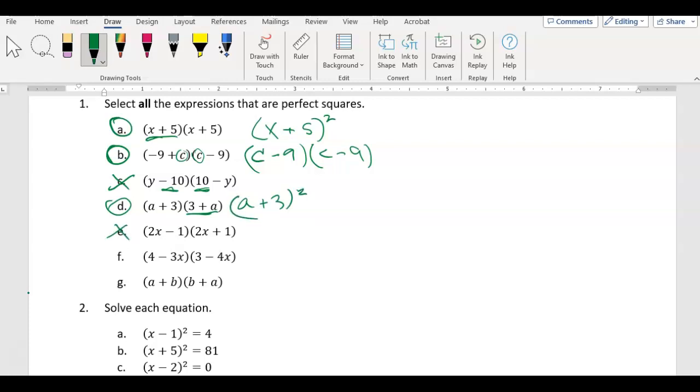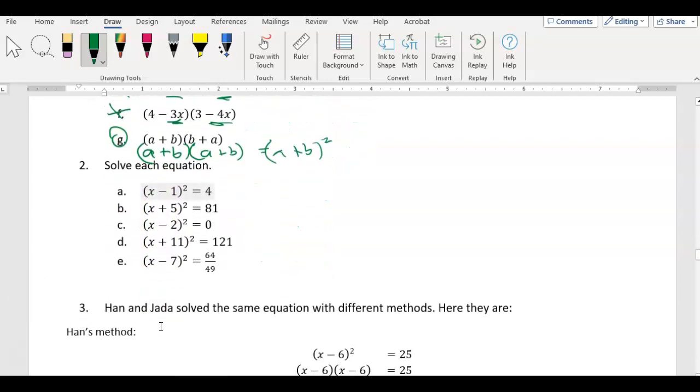E is not. E is what we would call the difference of squares because this would cause our middle term to cancel out because we have one negative and one positive. F is not because we have a negative 3x and a negative 4x. They're different, okay? And then G is because this could be written as a plus b times a plus b. We can rewrite that. The signs are the same. We get a plus b squared.